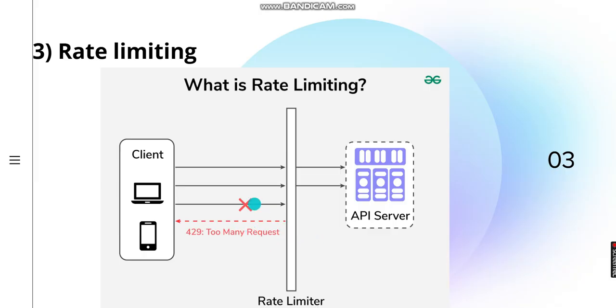So there are various rate limiting algorithms. Some popular ones are fixed window, for example, 100 requests per minute is an example of fixed window. Then we also have the sliding window algorithm and token bucket. So this is about rate limiting.